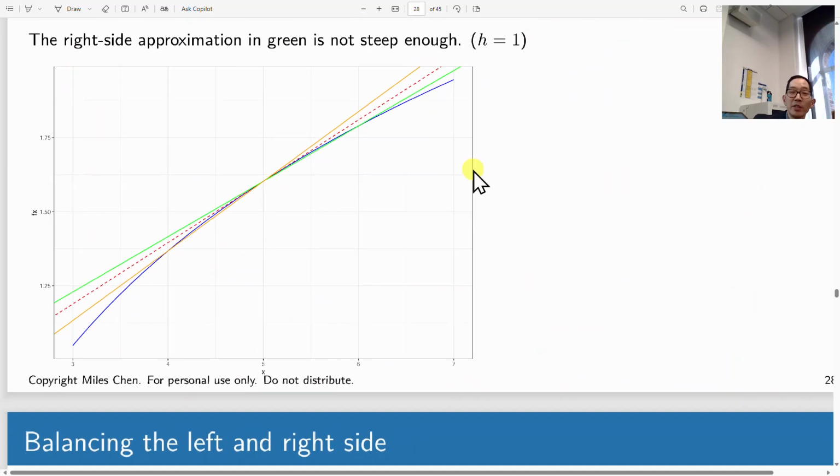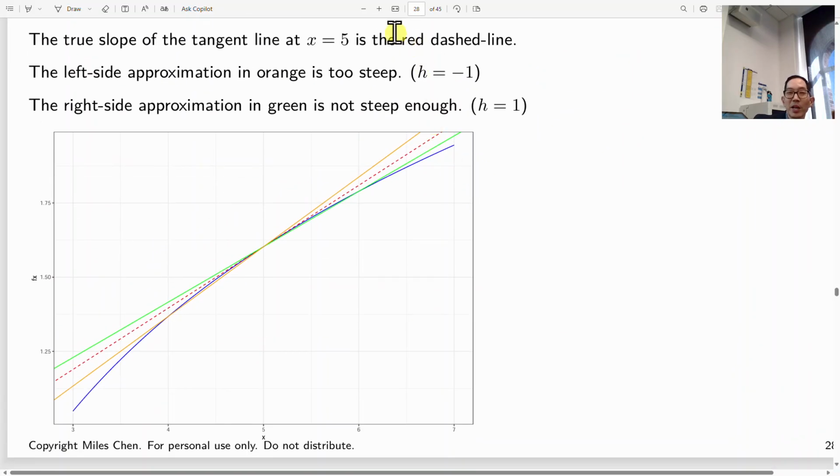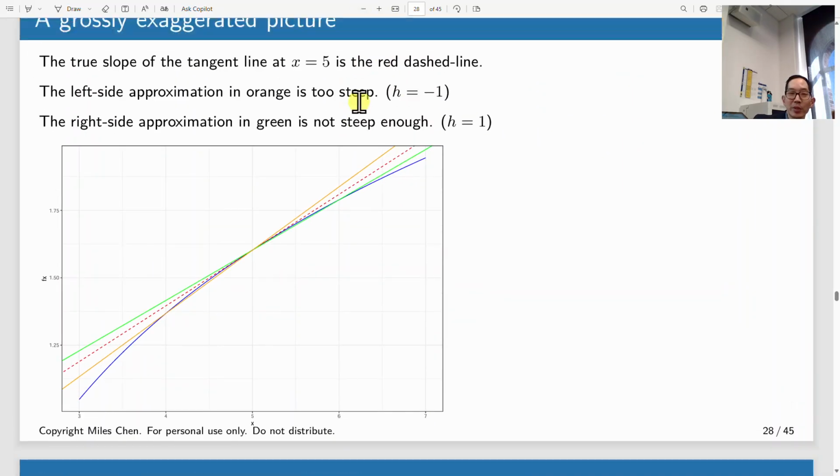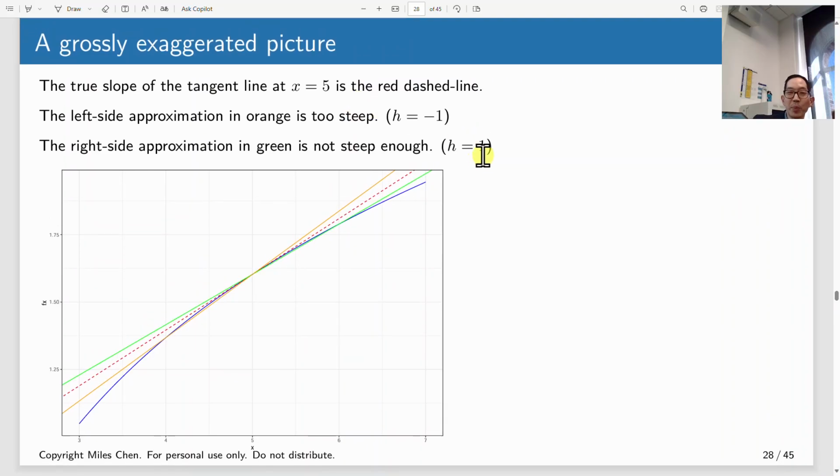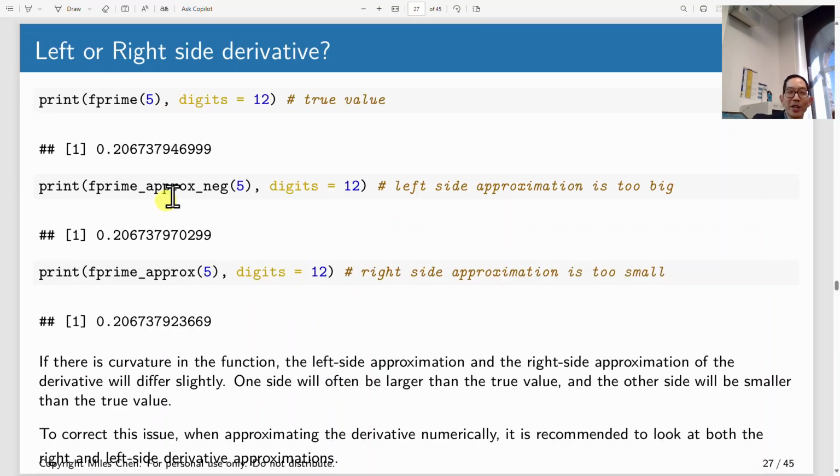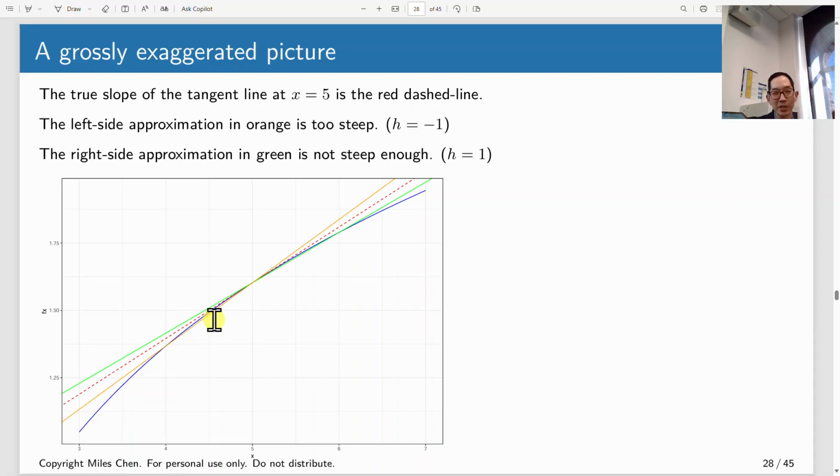Now this is highly exaggerated, where I'm using an h of +1 and an h of -1. In our calculation, our slopes are off only by a tiny bit because I'm using an h of like 10 to the -6. But this is just a magnification of the issue. One side is too steep, one side is too shallow.